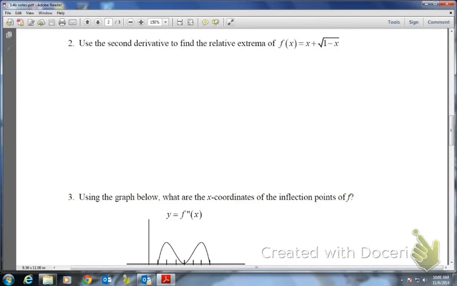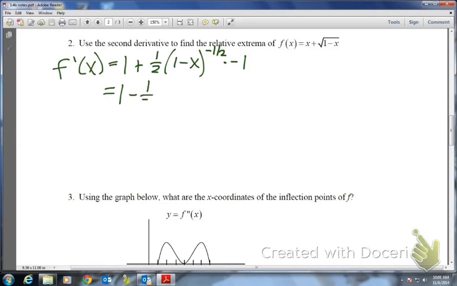All right, so for this one, when you're finding the first derivative, what's the derivative of x? 1. And then the derivative of the square root of 1 minus x, which is 1 minus x to the 1/2, should be 1/2 times 1 minus x to the negative 1/2 times negative 1. Good, because of the chain rule. So when I simplify this a little bit so I can write it neatly, I have 1 minus 1/2 times 1 minus x to the negative 1/2.